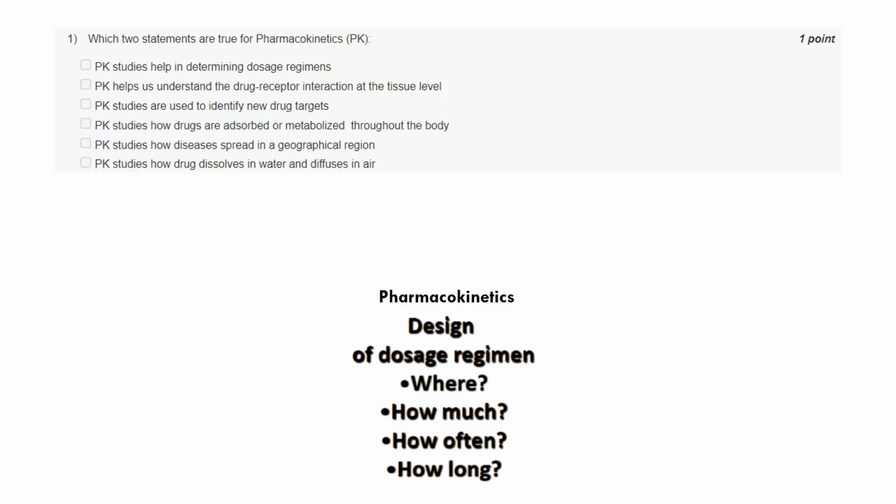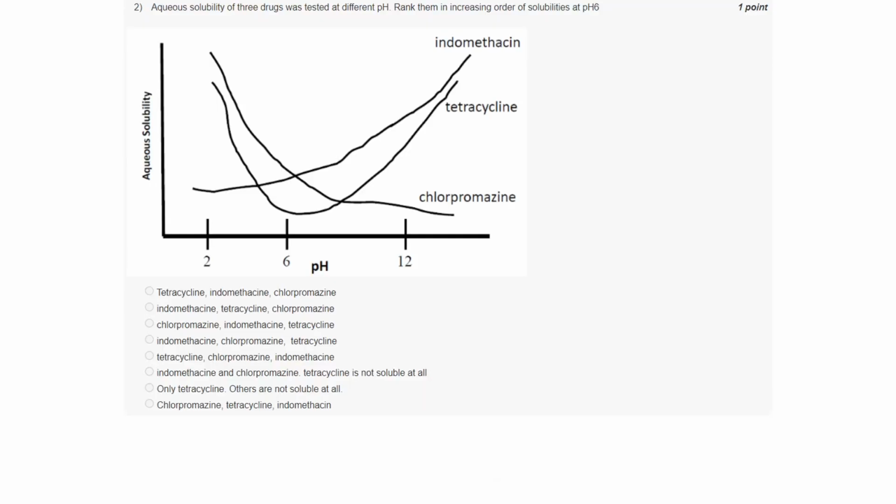None? Okay. We'll move on towards the next question. So the next question is essentially a graph between aqueous solubility and pH. The aqueous solubility of three drugs was tested at different pH, and we have to rank them in increasing order based on their solubilities at pH 6.